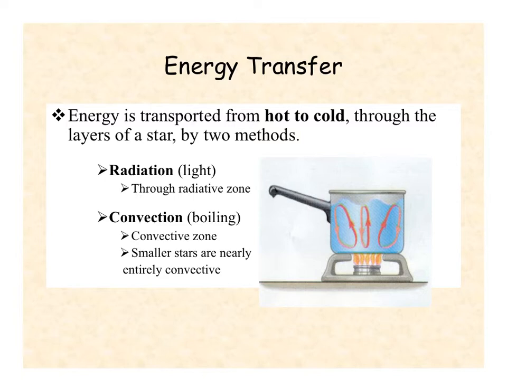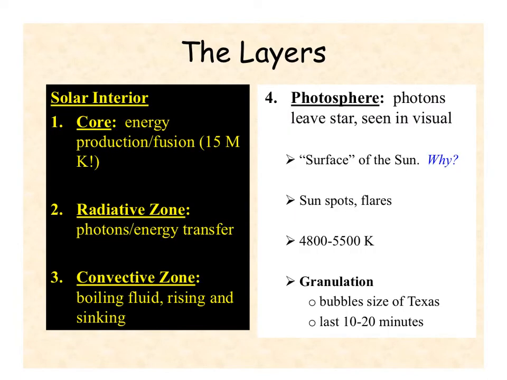Then we have convection in the convective zone, which is evident in all stars, and the smaller stars are nearly all convective. They do not have a radiative zone at all. Our star does, but when we get smaller than our star, that zone shrinks, and we have a convective zone that is touching the core. And this is where we see the effects of that radiative zone. So we see that energy and that heat, the high energy photons reaching the convective zone. We see them rising and sinking, and we see the evidence of that on the surface of the sun.